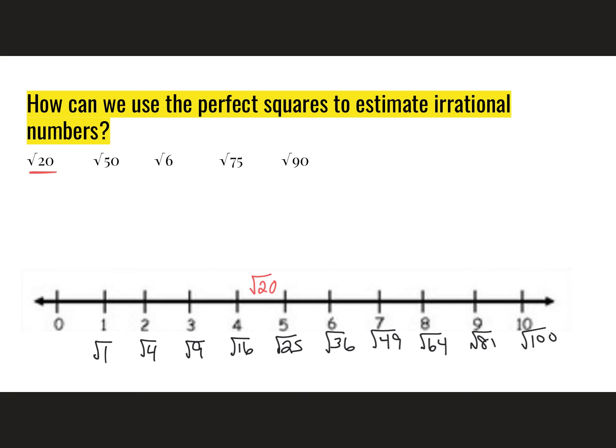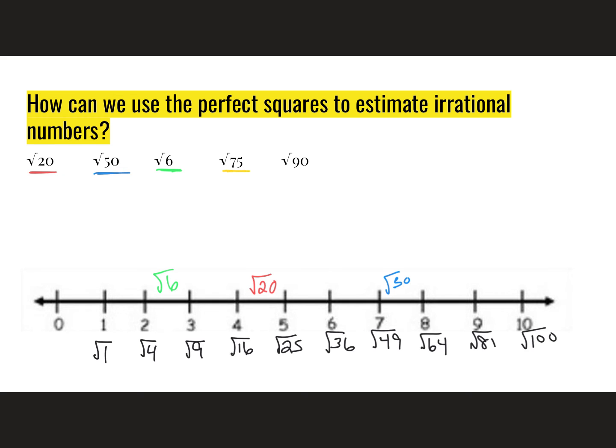Do the same thing for the square root of 50. Square root of 50 is in between the square root of 49 and the square root of 64. So, square root of 50, and it'd be closer to this side, goes right there. But the square root of 6, well, it's in between the square root of 4 and the square root of 9. So I'm just going to put that there, square root of 6.